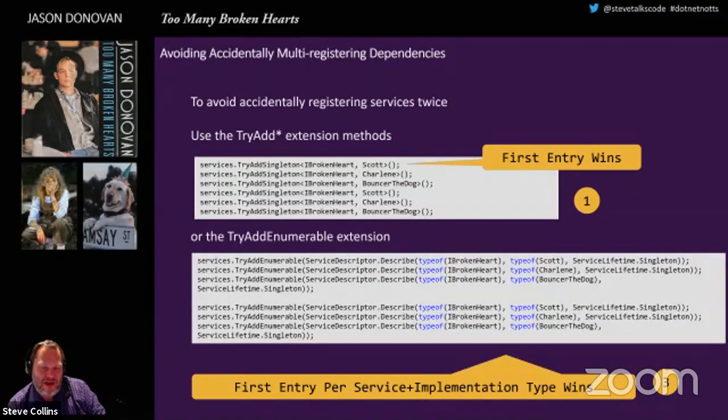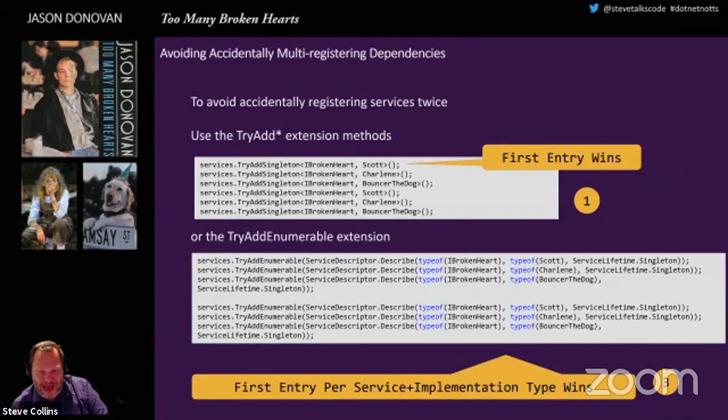if you're worried about accidentally registering things multiple times, how do you get around it? This is a particular concern if you're writing a library that you're going to share with other people, either within your organization or externally as a NuGet package, because the last thing you want to do is cause mayhem with other people's code. So there's two ways you can go about it with the extension methods. There's a try-add extension where you can say, I'm going to register against a particular service type. So in the example, Scott, Charlene, and Bouncer the dog have all got broken hearts. They've all been registered with broken hearts. Then I've registered them all over again.